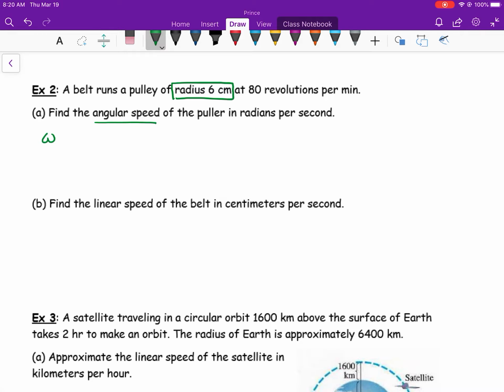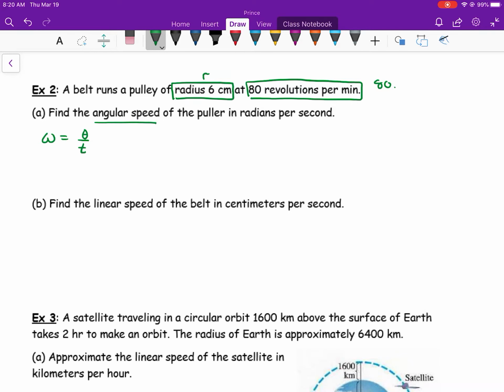So we're going to use omega equals theta over time. Alright. So this is my radius. This is actually our speed, but it's not in radians.